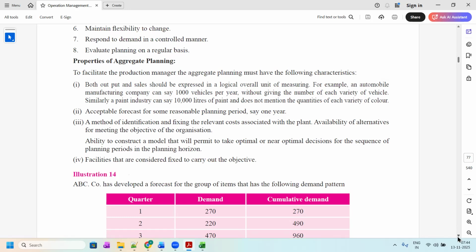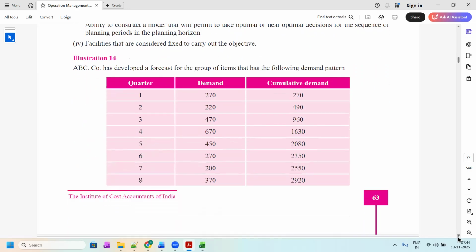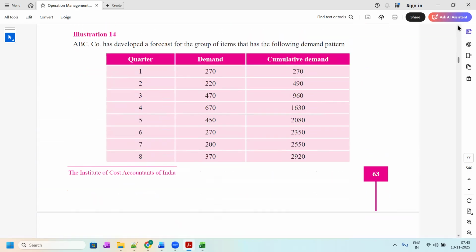So now we'll do one numerical. There's a company called ABC Limited, and they have developed the forecast for a group of items with the following demand pattern. They have given the data for 8 quarters. 8 quarters means 2 years of data, since 1 year has 4 quarters. Next to the demand, the cumulative demand is also given to you. You understand what is cumulative demand?